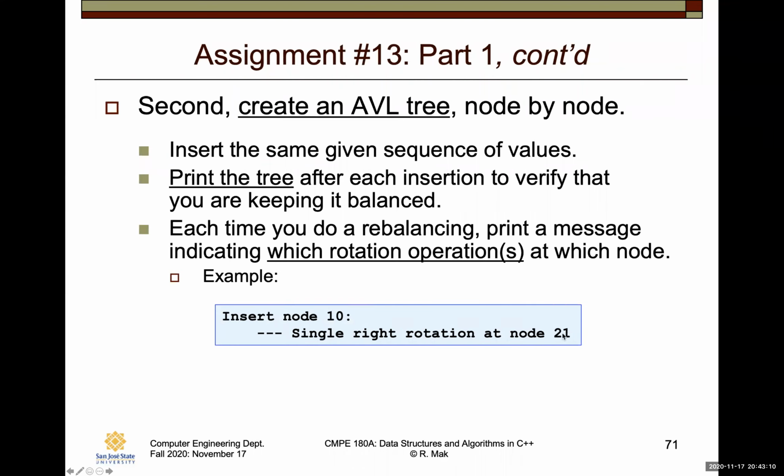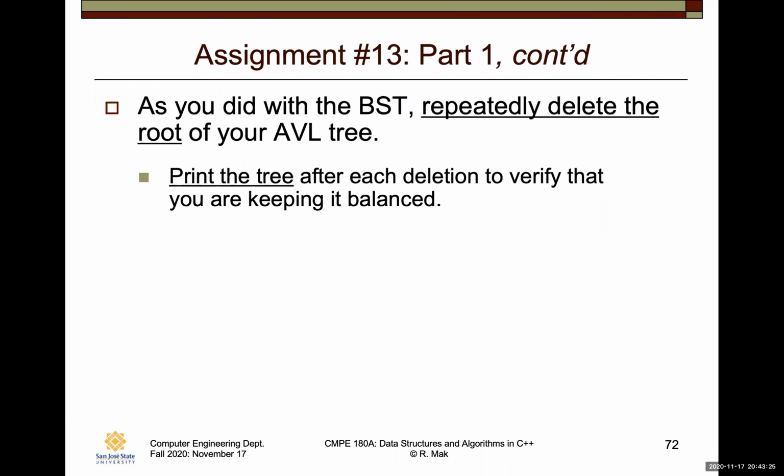Okay, so you just sort of say, okay, I just inserted node 10, and that caused node 21 in the tree to become unbalanced. And then in order to fix that, you did this rotation operation. Okay, and then again, once the AVL tree is built, you then repeatedly delete the root and print the tree after each deletion. And again, you'll potentially have to rebalance the tree. Okay, so that's part one.